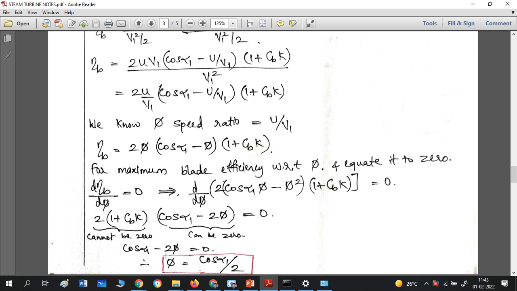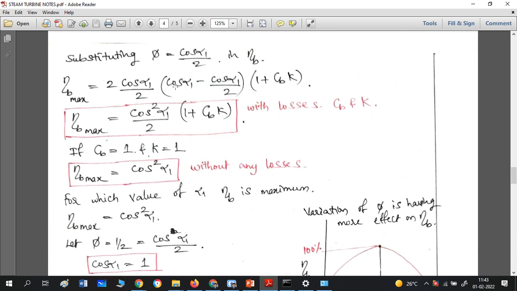So after differentiating, see here how they have done it. After differentiation of cos alpha 1 into phi minus phi square, I will get cos alpha 1 minus 2 phi. This I can equate to 0. If I equate to 0, I'll get phi. The phi value should be cos alpha 1 by 2. Then blade efficiency will be maximum. So how is it maximum?